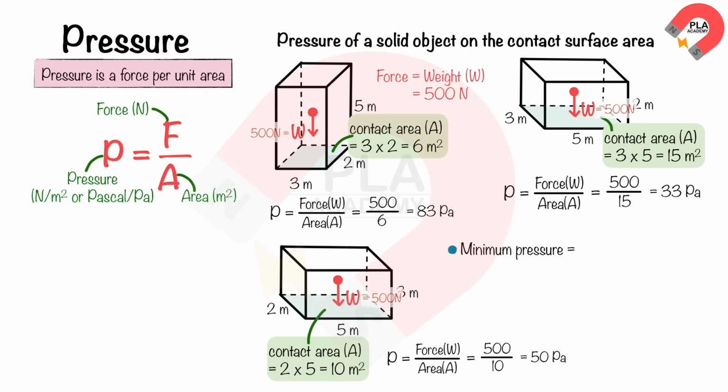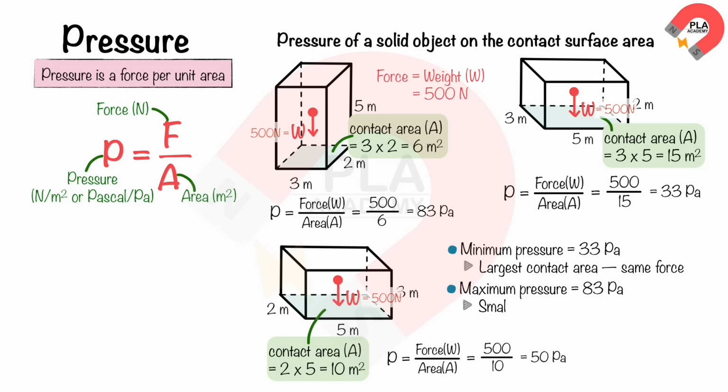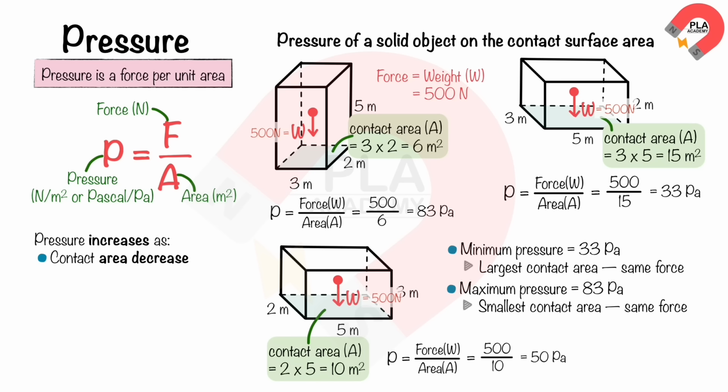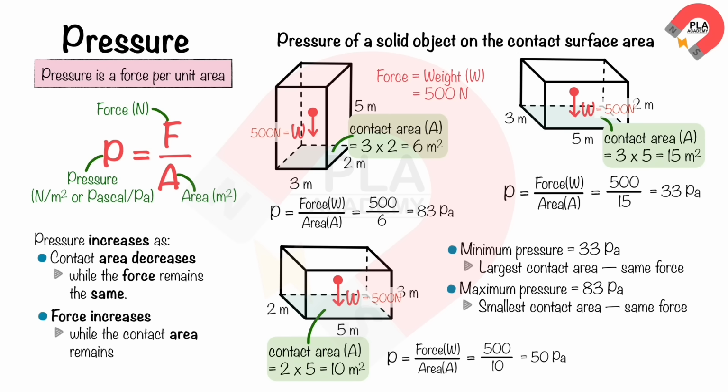We can conclude the minimum pressure is 33 pascals, when the contact area is largest, while the force remains the same. And the maximum pressure is 83 pascals, when the contact area is smallest, while the force remains the same. From this information, we can conclude that the pressure increases as the contact area decreases while the force remains the same. In the same way, the pressure increases as the force increases while the contact area remains the same.